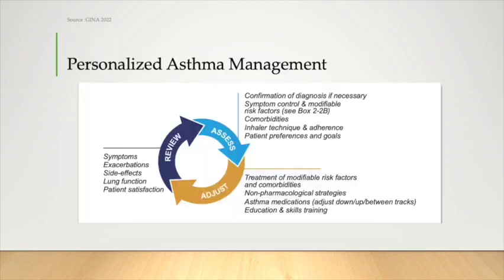Now let's talk about personalized asthma management. Let's break down the flowchart that was given into individual components. Remember, for all your patients, assess the patient, adjust the dose every time you assess, and review the response. So confirm the diagnosis, very important. Control the symptoms, risk factors, comorbidities. Adjust the dose, treat the risk factors, give other strategies. Make sure you're adjusting up and down between the tracks or between the doses, and keep reviewing the patients for side effects, exacerbations, and symptoms.